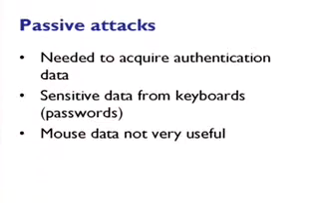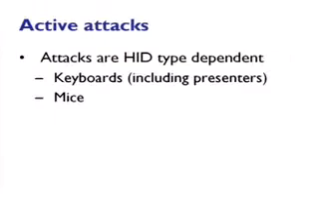So we have to do passive attacks because we need authentication data. Like I said, from keyboards, we might be able to get passwords or other sensitive data. Mouse data, not so useful. The type of active attack that we would do on a device depends on what HID type. The HID type limits the kind of data that is being passed up.